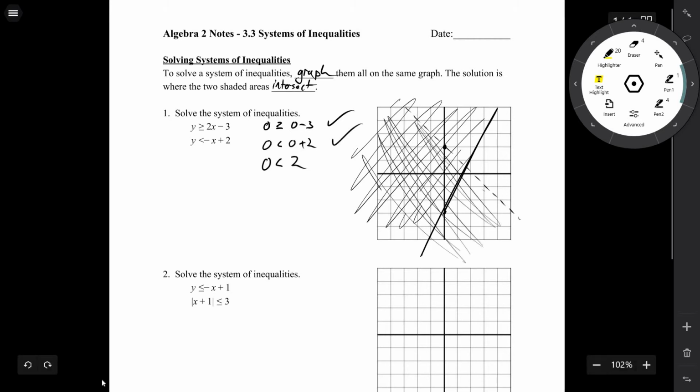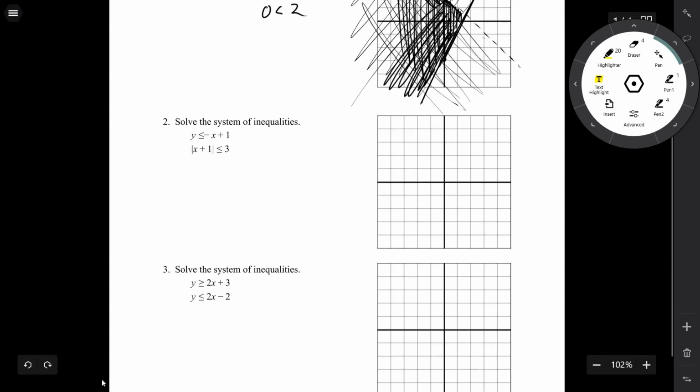Now it's where they intersect. So I would want something shaded pretty heavily like that, a clear indication of the two lines that it's going to follow. That's going to be good enough for me. All right, down onto the next one here.